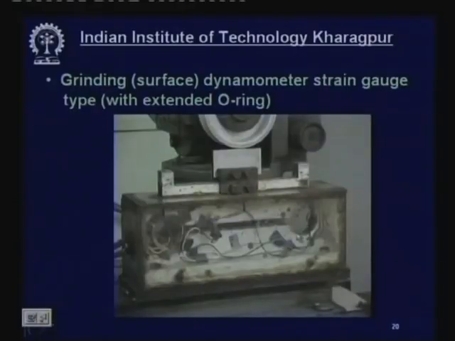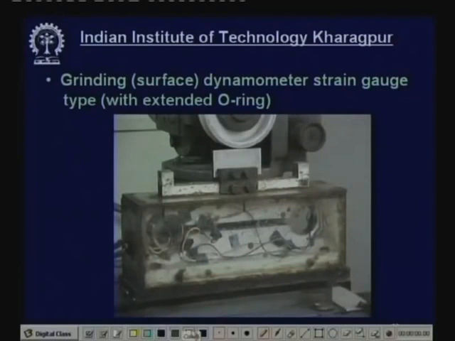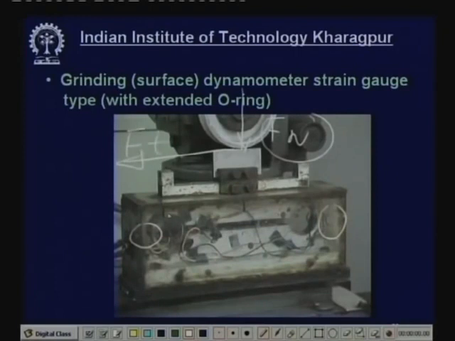Now come to the grinding dynamometer. This is one strain gauge type grinding dynamometer. Here you see this is an extended type dynamometer, strain gauge type. Two forces will be acting here. One force in this direction, called Ft, and another force in this direction, say Fn. Because of the force Fn, the strain gauges mounted at this point will be strained, and because of the force Ft, the strain gauges mounted on the slant surfaces of this ring will detect this Ft. So this is the strain gauge type dynamometer.